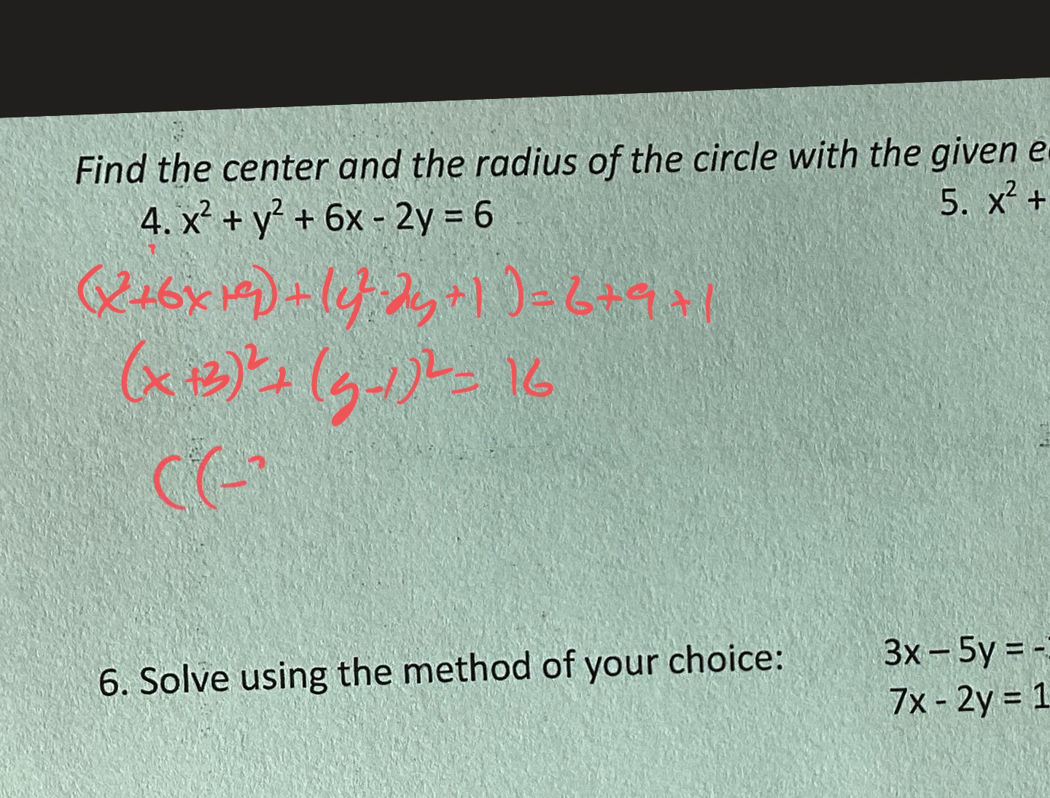So my center is going to be the opposite of what's inside. My radius is the square root of that side because that's r squared.